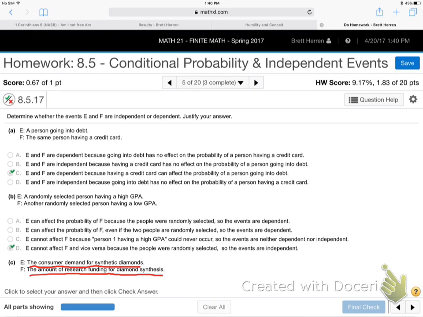So do the two things affect each other? That's what you want to ask. It's not like rain and rolling a die. Those have nothing to do with each other. It's more like rain and an umbrella. Those are related. One affects the other. All right.